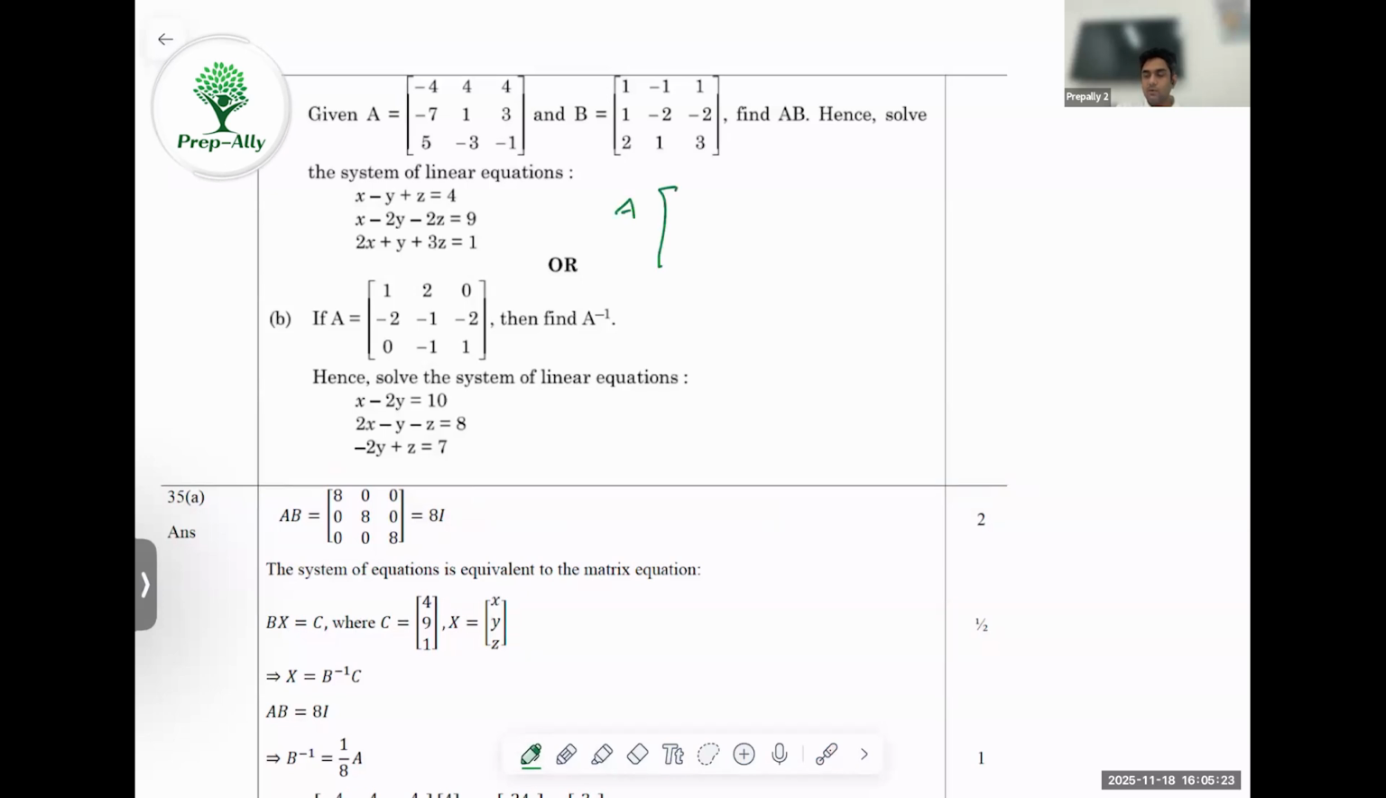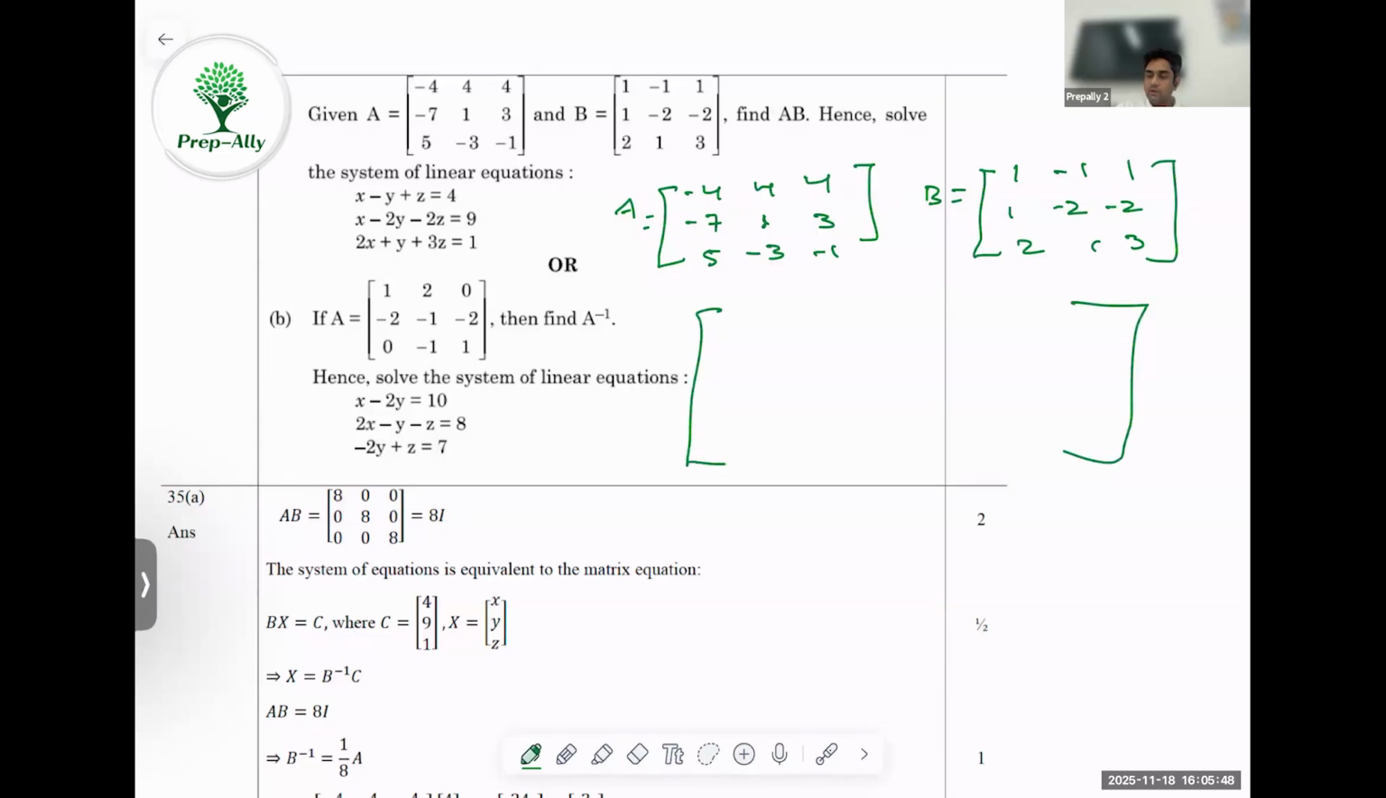So you can write that A will be equal to minus 4, 4, 4, minus 7, 1, 3, 5, minus 3, minus 1. Similarly, B will be 1, minus 1, 1, 1, minus 2, minus 2, and 2, 1, 3. Now, once we have it, we can start multiplying. How will we multiply and simplify it? We will write this into this.